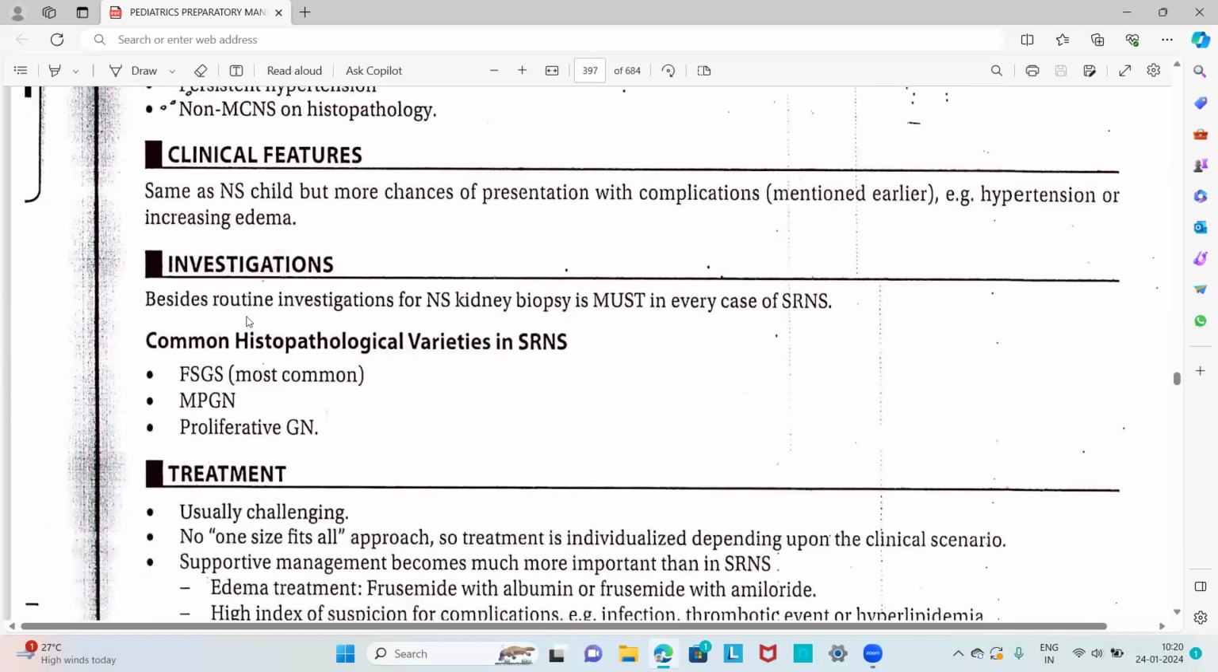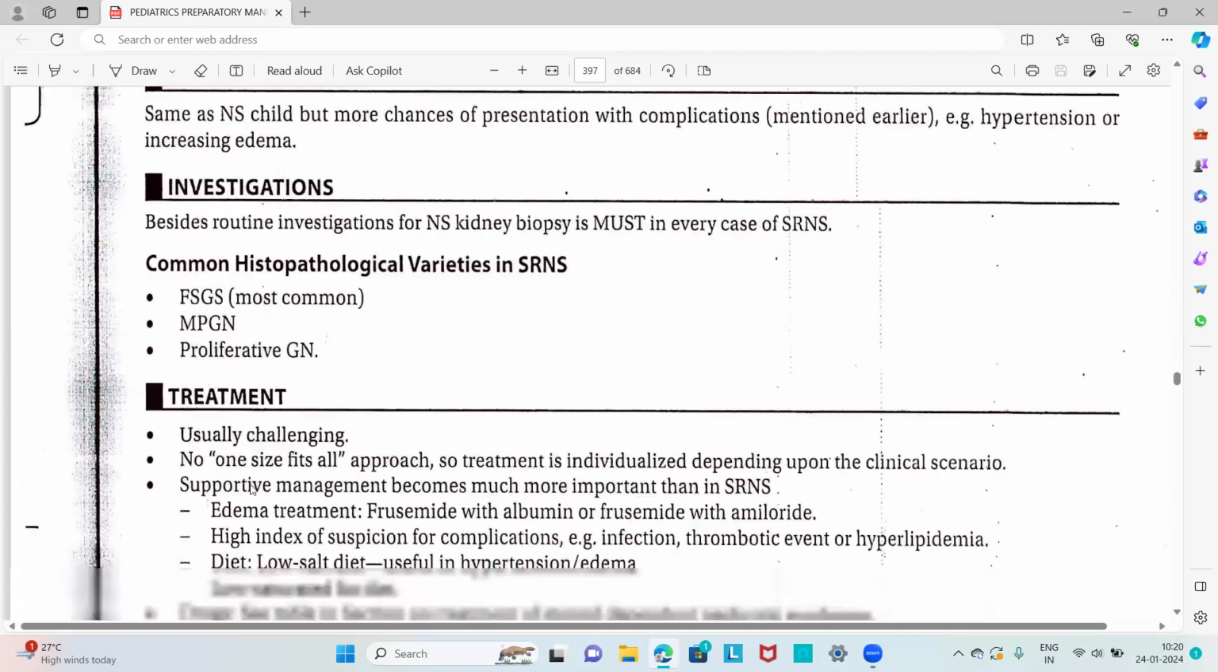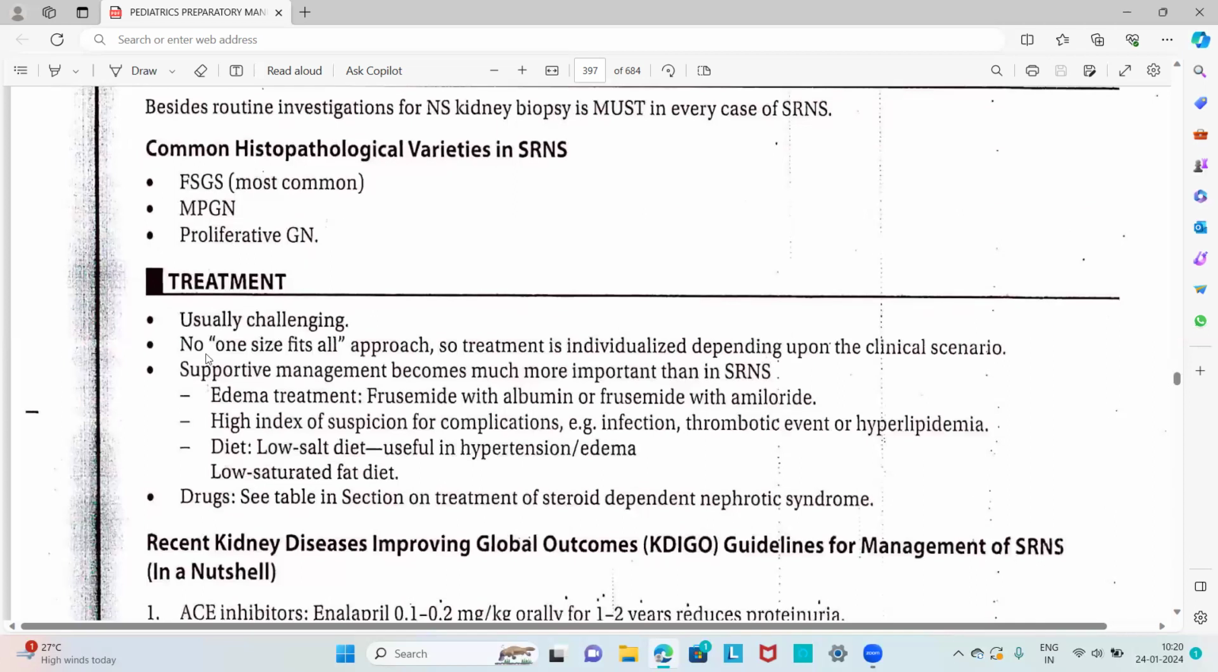Then investigation: besides routine investigations for nephrotic syndrome, kidney biopsy is a must in every case of steroid-resistant nephrotic syndrome. So we have to go for the kidney biopsy. Common histopathological varieties are focal segmental glomerulosclerosis, then proliferative glomerulonephritis, and then MPGN. Treatment of this is very challenging. No one-size-fits-all approach is used, so treatment is individualized depending upon the clinical scenario.